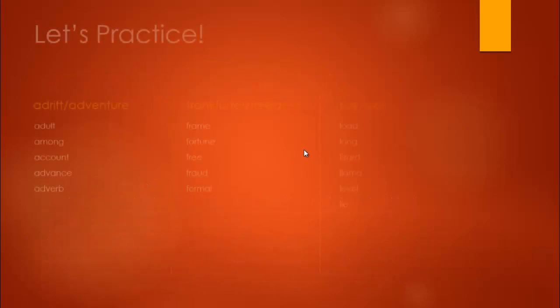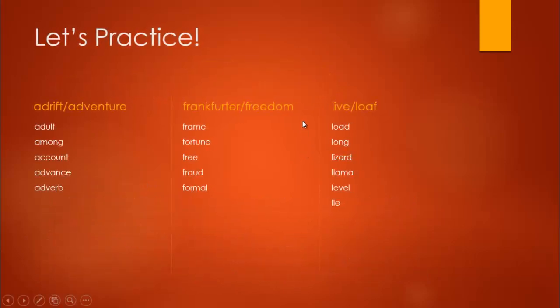Let's practice using some guide words together. If you could look at the first column, we have two guide words: adrift and adventure. So again, remember, that means adrift is the first word on that page and adventure is the last word on that page. Now let's take a look at the words underneath. And let's decide which one or more than one of those words would be on that page.